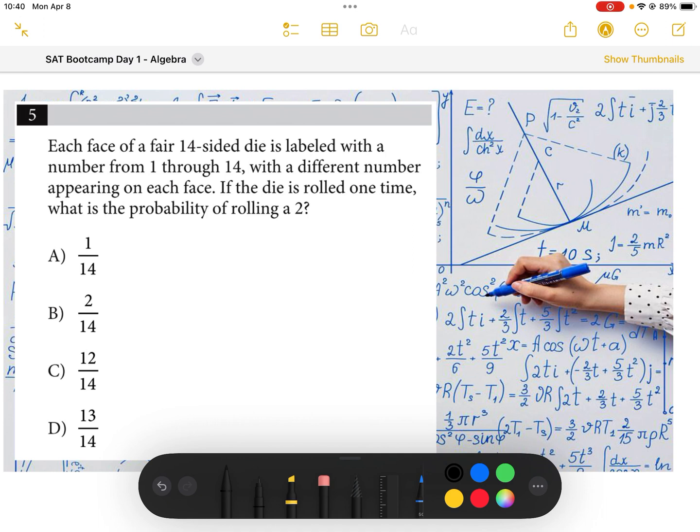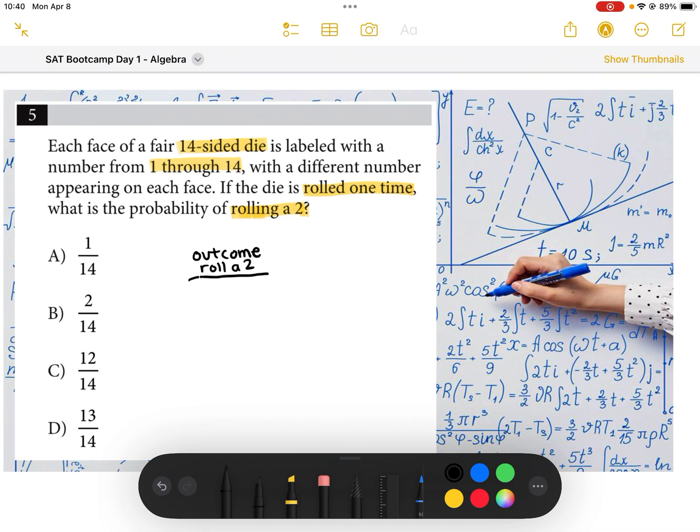So here we are looking at a 14-sided die, and it's labeled 1 through 14. So 1, 2, 3, 4, 5, 6, 7, 8, 9, 10, 11, 12, 13, 14 are on each side of the die. If the die is rolled only one time, what is the probability of rolling a 2? So with probability, we would have our favorable outcome that we want. So we want to roll a 2.